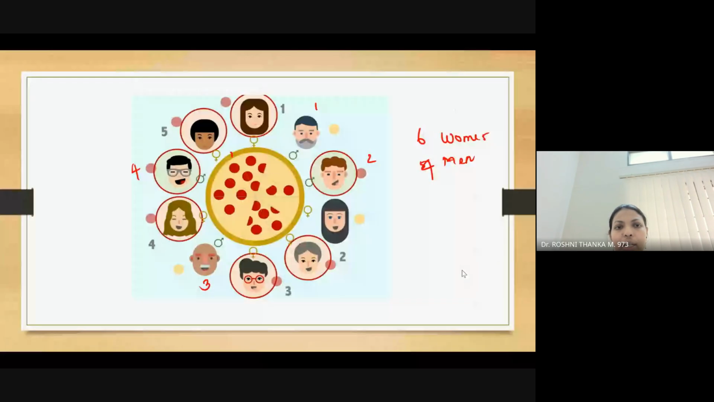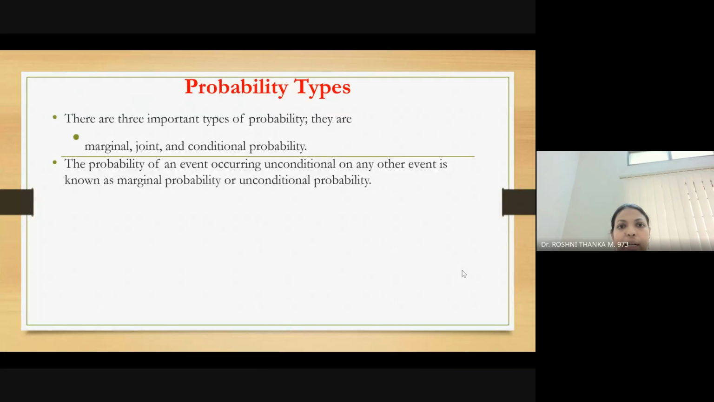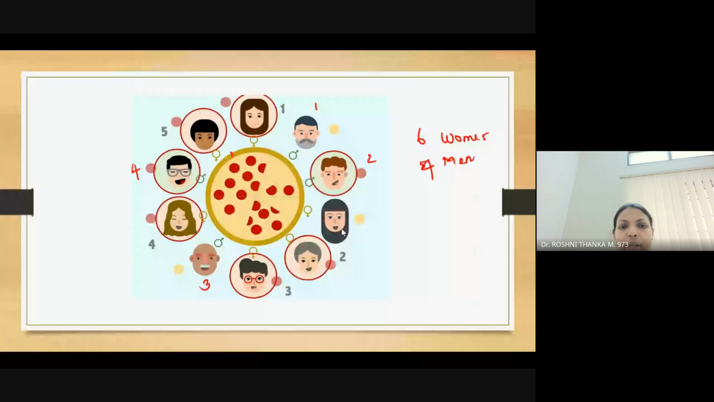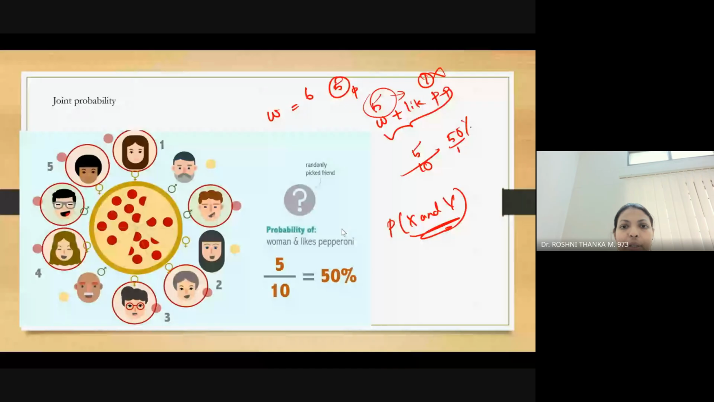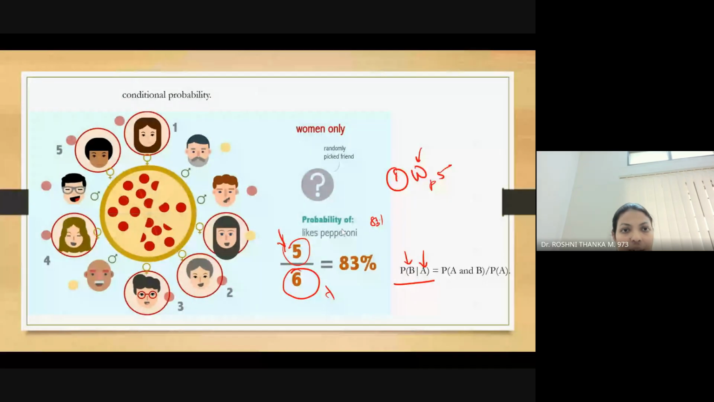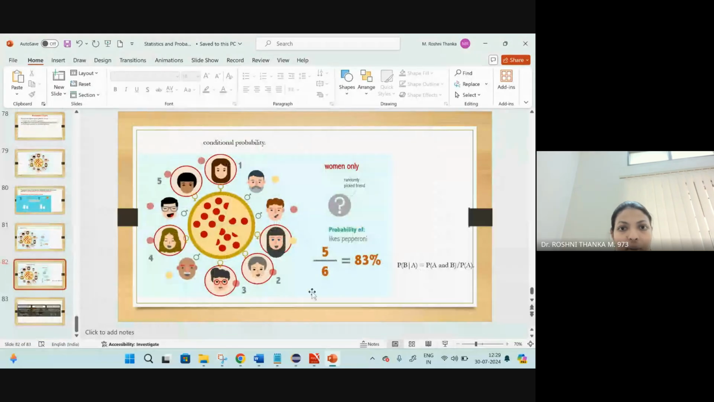I hope you got it. So when there is no condition, the probability of an event occurring unconditionally, without any condition, is marginal or unconditional probability. Joint probability means 2 conditions should occur together. Conditional probability is based on one condition, and another event occurs based on that condition. So I hope you got this. Okay, I hope you understood this.